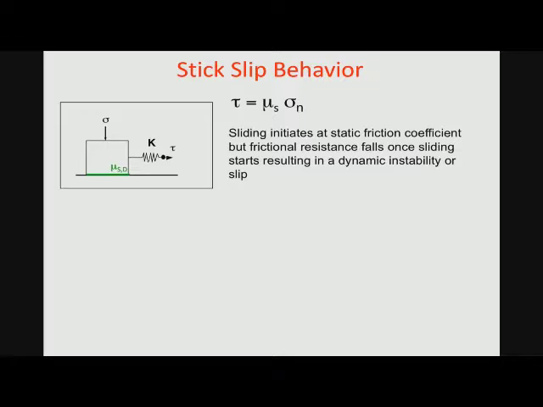As you pull, and you have a restoring force, K, your spring constant, if there are actually two coefficients of friction, a static coefficient of friction when the block is stable, and the dynamic friction is actually less once it starts moving, then you're going to have an acceleration of the block, or your slip. Eventually it's going to come to a stop and you're going to get your stick, and you're going to have repeated stick-slip behavior.